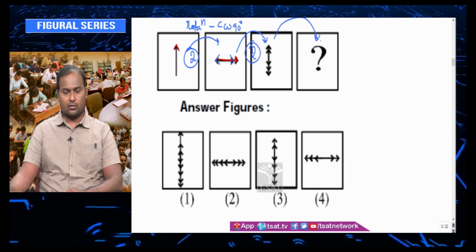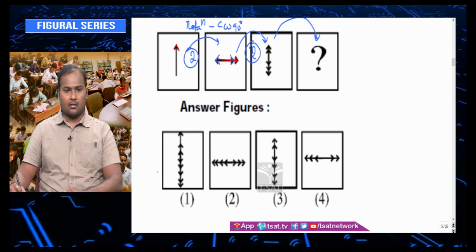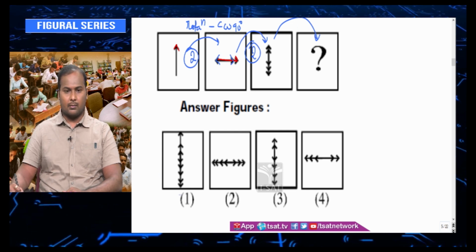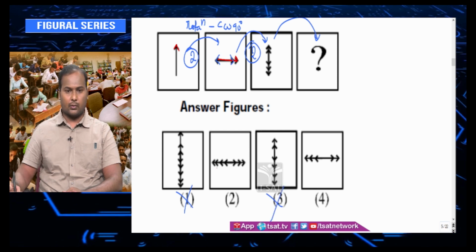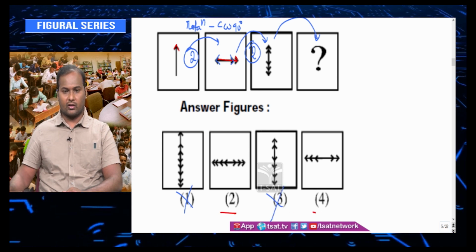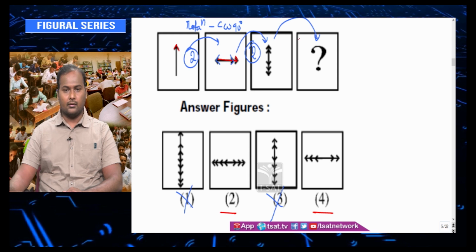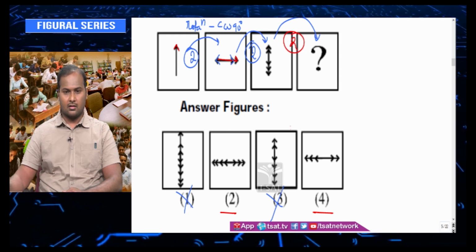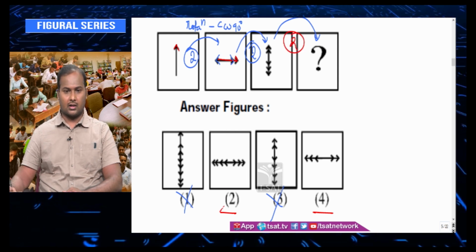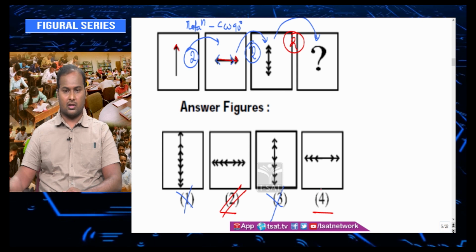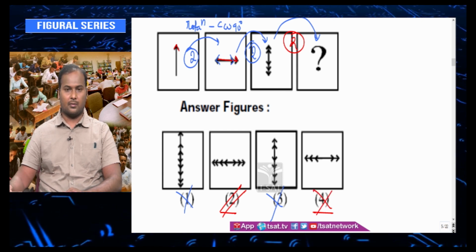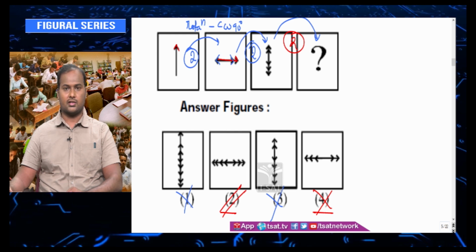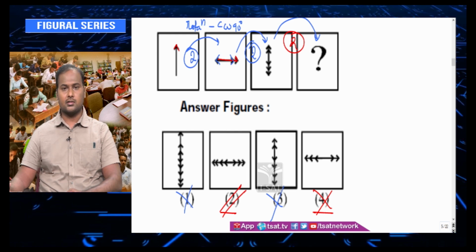Now here also from here to here, what is the change? By this rotation I can clearly eliminate option 1 and option 3. Now your answer is between option 2 and option 4. Now you have to add 2 extra marks. By adding 2 extra, you will get answer is option 2, because in option 4 there is no addition. So option 4 is wrong and option 2 is correct. Here two changes, one is rotation, the second one is addition.